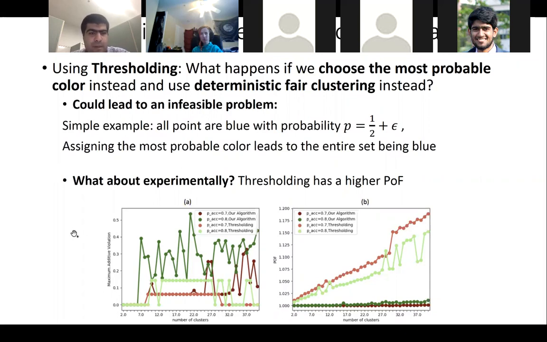Now, empirically, we can actually do this, but we do notice that the price of fairness is significantly larger. The two lines here are the price of fairness of probabilistic fair clustering, which is close to 1. On the other hand, thresholding gets a price of fairness that's almost 1.2.